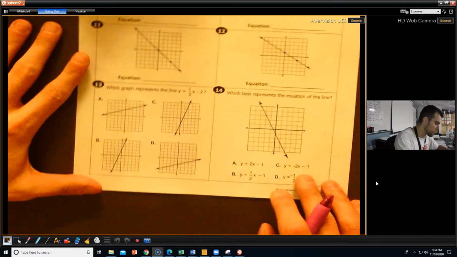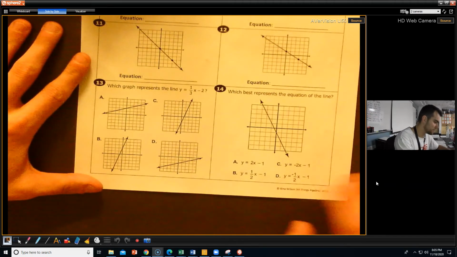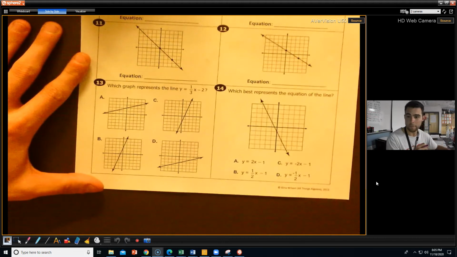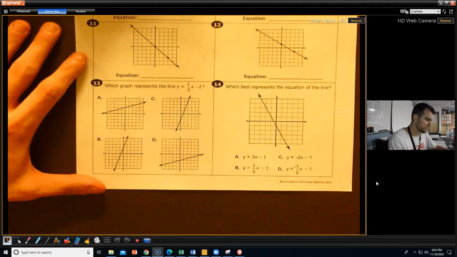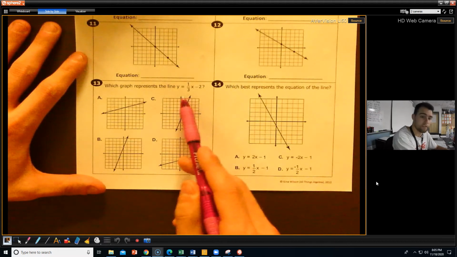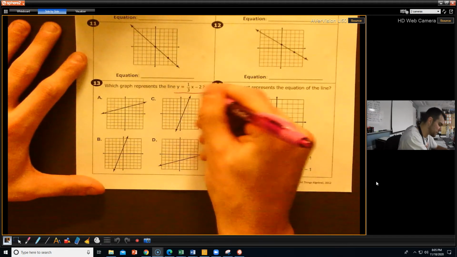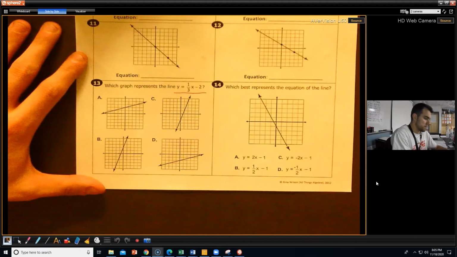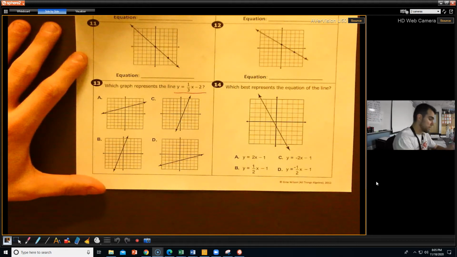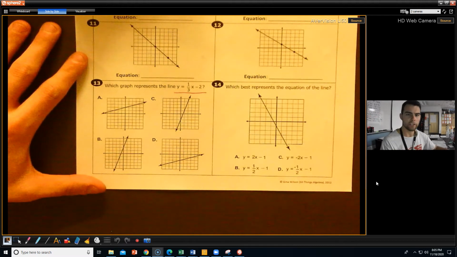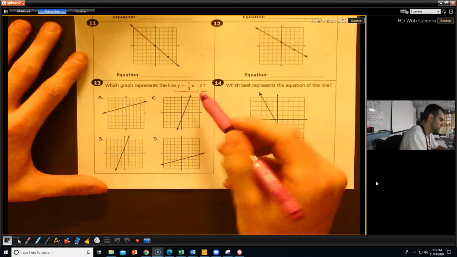Now, I kind of want to flip it on its head a little bit. 13 and 14. I want us to actually think about, okay, now if I give you this equation, right, if I give you y equals mx plus b, can you determine what graph this is going to be? Well, let's check it out real quick, okay? This is kind of a preview for what I want to do on Monday. So let's look at it.